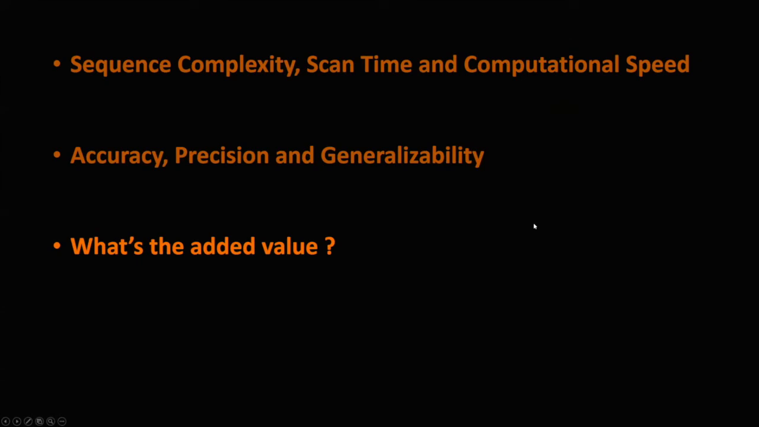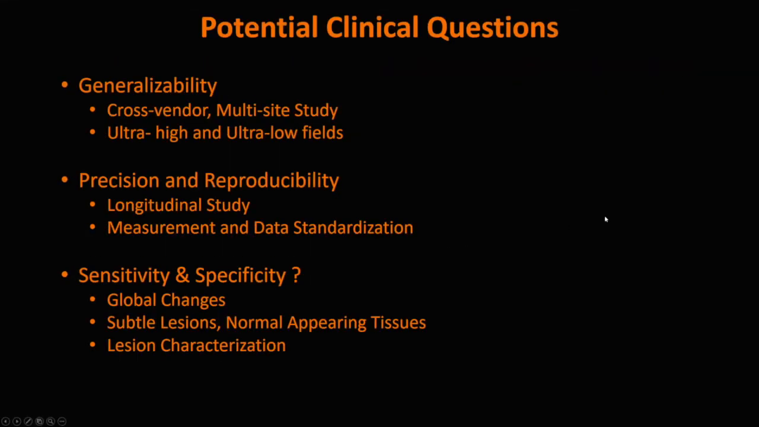So in the last section, I want to talk about what's the added value. This is actually a very challenging question to answer, and it takes a long time to really validate and prove that. So here I only list the potential clinical questions or benefits of using quantitative scans as compared to qualitative scans. In terms of generalizability, if we prove that the repeatability and the reproducibility of such quantitative scan are pretty good, the scans can be used across vendors, hopefully, and in multi-site studies.